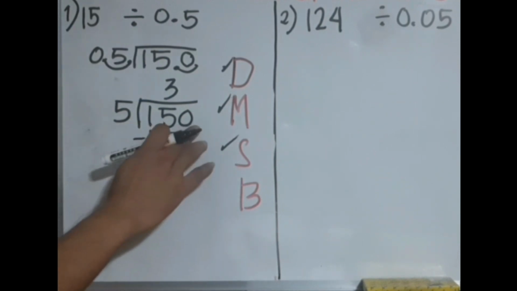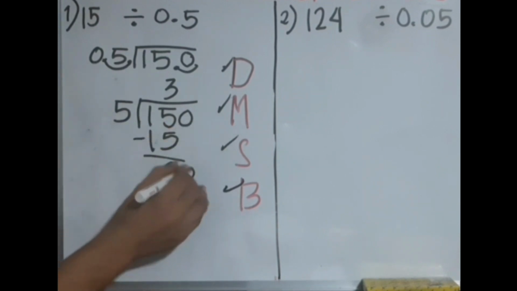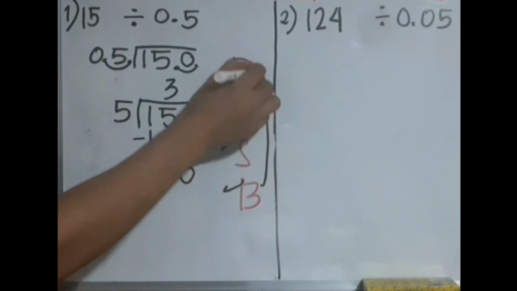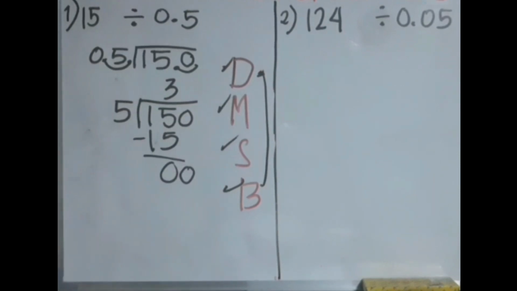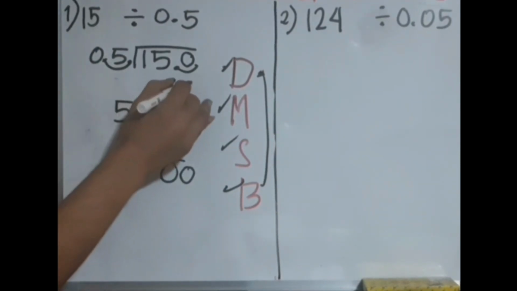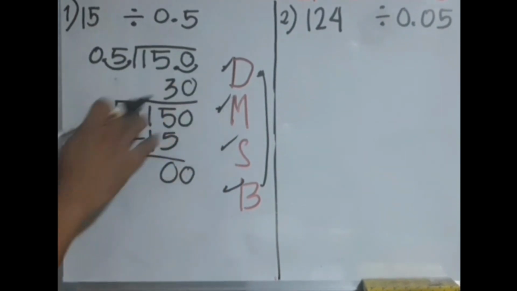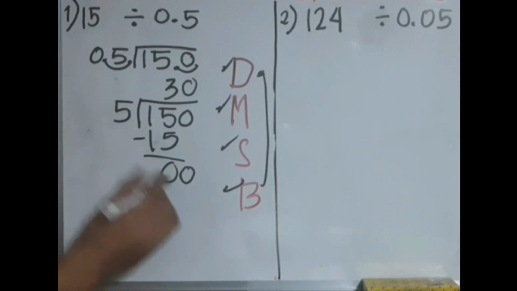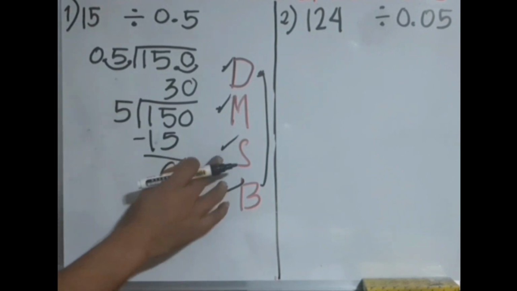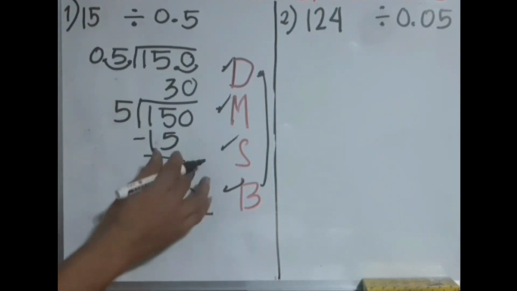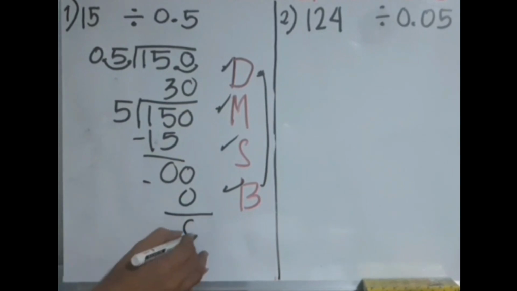Then the next step is bring down. Bring down the digit 0. Then, go back to the first step, which is divide. 0 divided by 5 is equals to 0. Then the next step is multiply. 0 times 5 is equals to 0. Then the next step is subtract. 0 minus 0 is equals to 0.